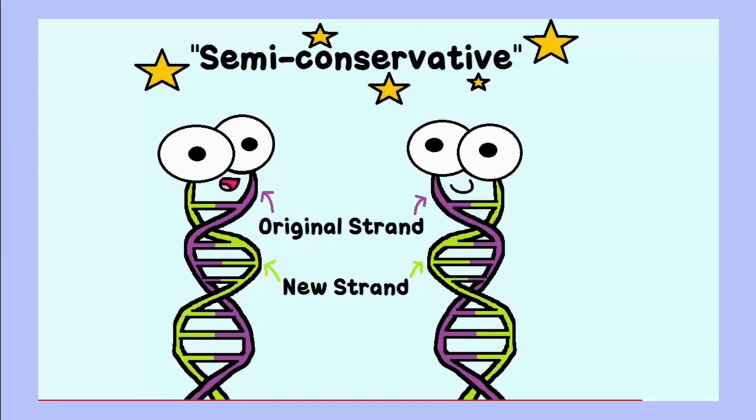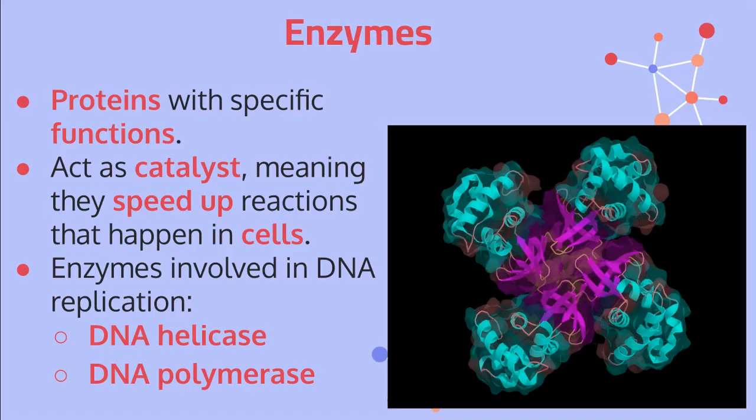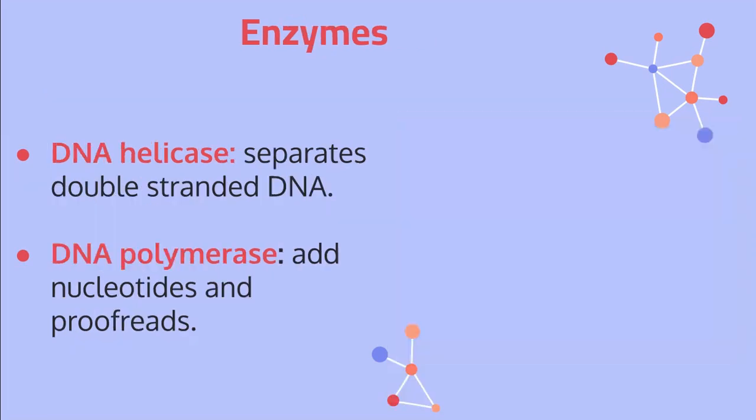Now, I talked about helicase and I talked about polymerase. Those are enzymes. Enzymes are proteins with a very specific function. They act as a catalyst, meaning they speed up reactions that happen in cells. So, DNA helicase speeds up opening the DNA molecule. DNA polymerase quickly adds in the complementary bases.